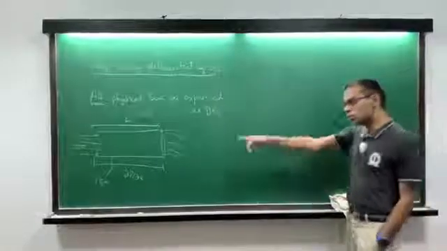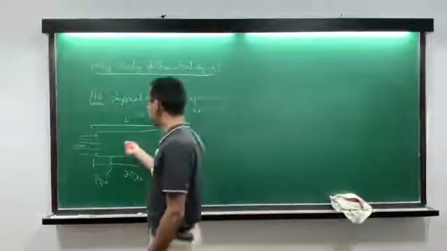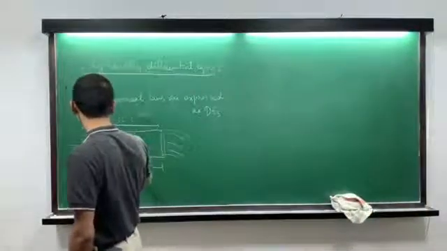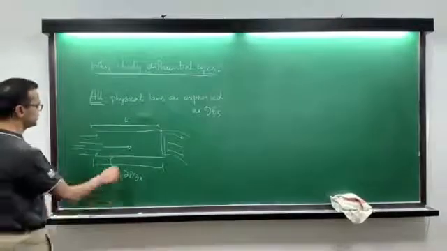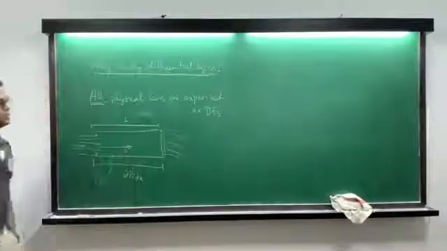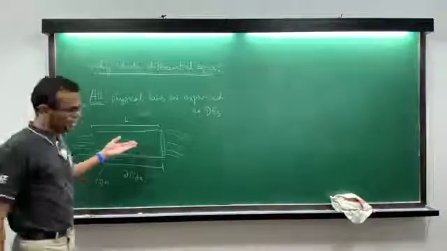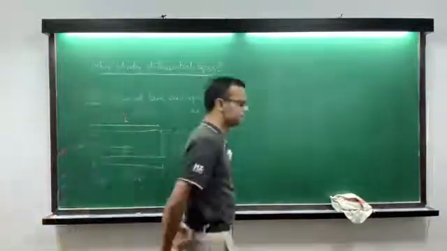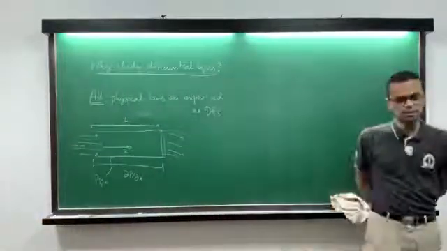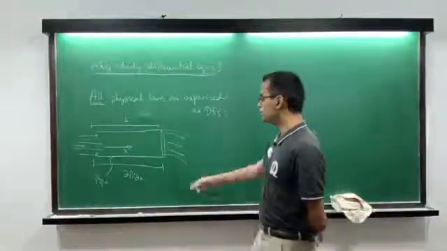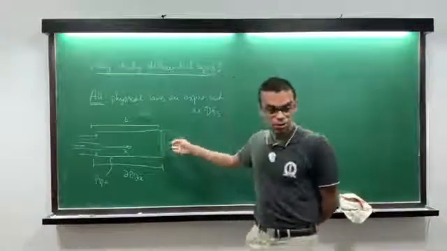Now I want to find out what is the velocity at any point along the length of the pipe. That's one question. Let's say this is x. What is the velocity at any distance along the length of the pipe? That's one question I can ask. What is the shape of the jet that's coming out? That's another question I can ask.